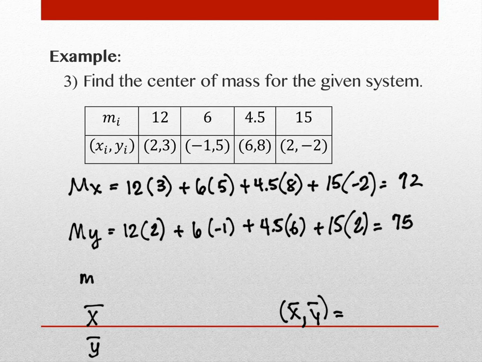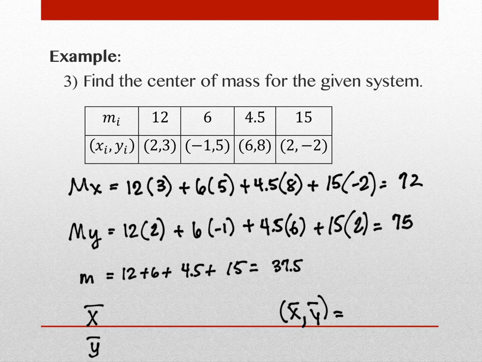So we have 72, we have 75. What do I do to find M? You add the masses. You add all the masses up. So we have 12, 6, 4.5, and 15. Gives me a total of 37.5. It's 37.5.